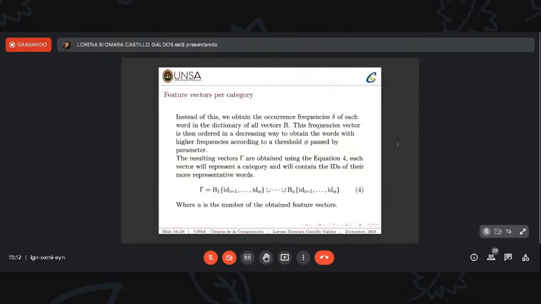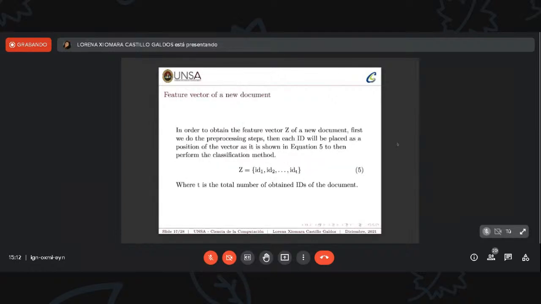Well, instead of this, we obtain the occurrence frequencies delta of each word in the dictionary of all the set of vectors B. And this frequencies vector is then ordered in a decreasing way to obtain the words with higher frequencies according to a threshold phi passed by parameter. And well, these resulting vectors gamma are obtained using the following equation, in which, as I mentioned before, will be the phi IDs with the highest frequencies inside of the set of the vectors B, obtained in the previous step of comparison.